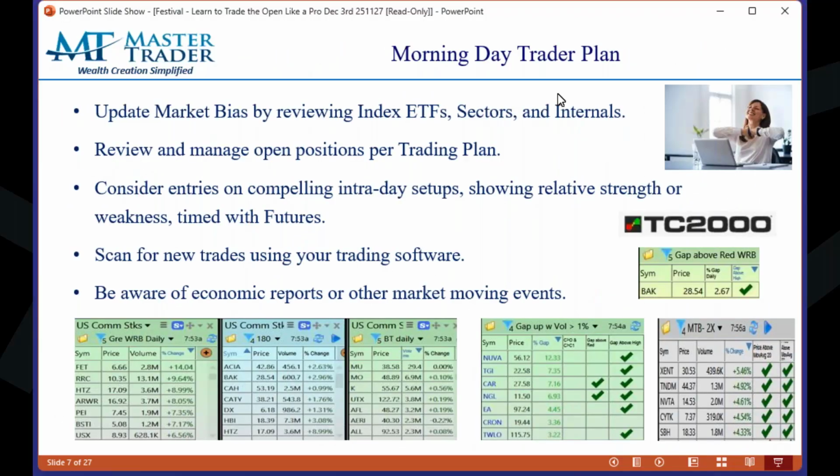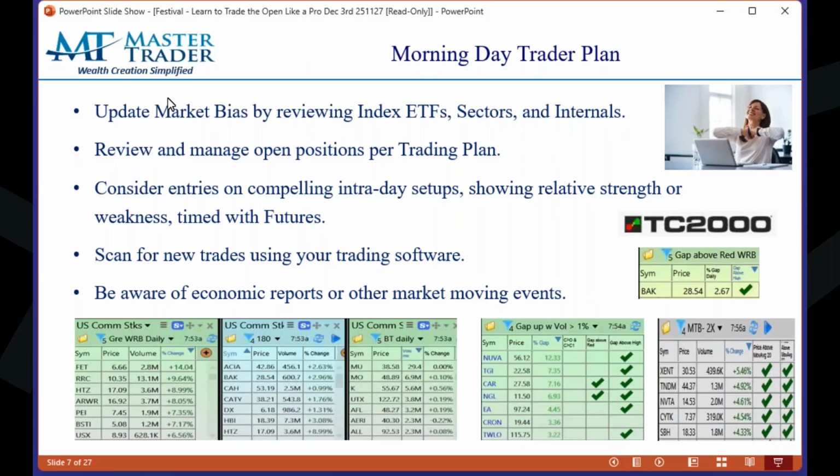Okay, now the market's open. So we've been talking about getting ready for the market open. Within the first, I would say I do this within the first 30 minutes. This is today's subject, right? Trading the open. This is what I'm doing.